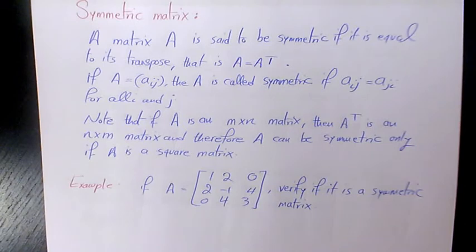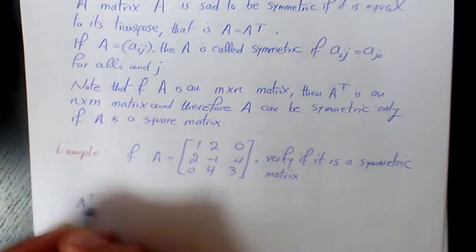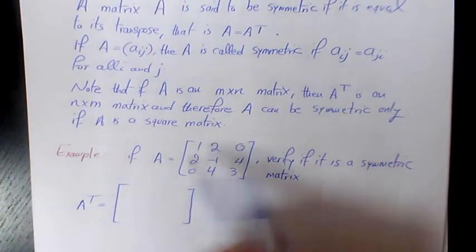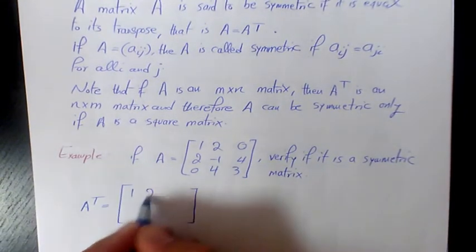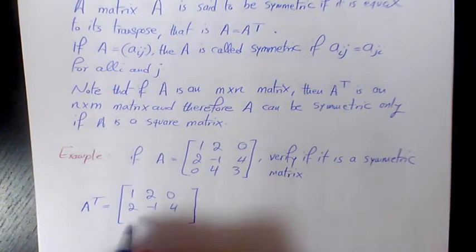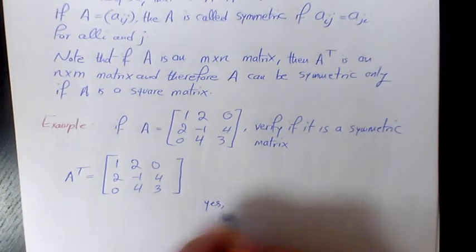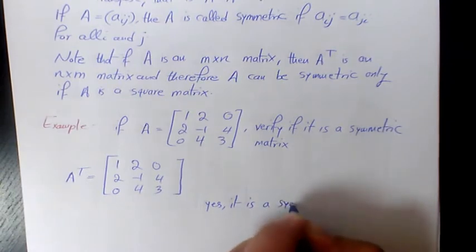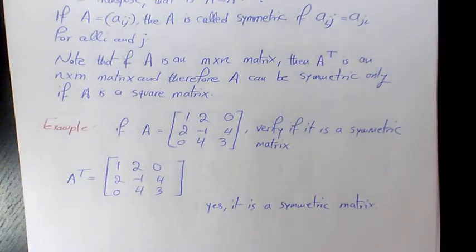We learned about square matrices in part 1. It is when the number of rows and number of columns are the same. Now in this example, let's figure out if matrix A is a symmetric matrix. The first thing I'm going to do is find the transpose. As you see here, that's a square matrix because it's 3 by 3. The number of rows and columns are the same. So it's going to be 1, 2, 0, 2, negative 1, 4, 0, 4, 3. That's exactly the same thing. So we're going to say, yes, it is a symmetric matrix.